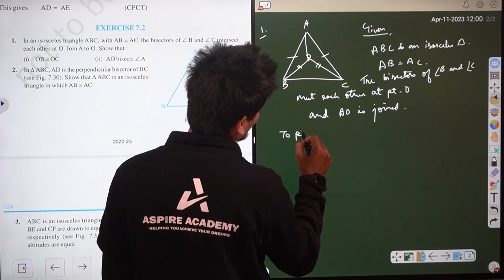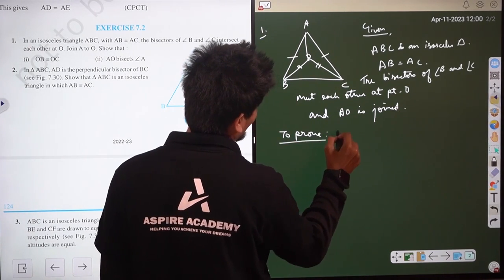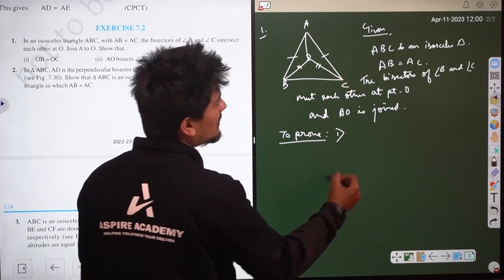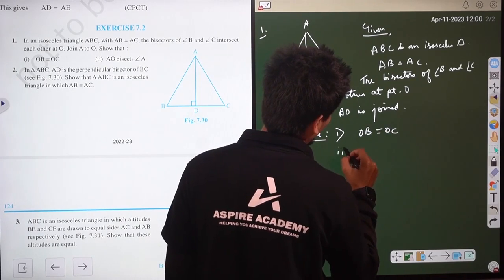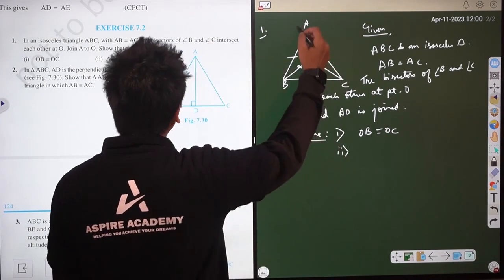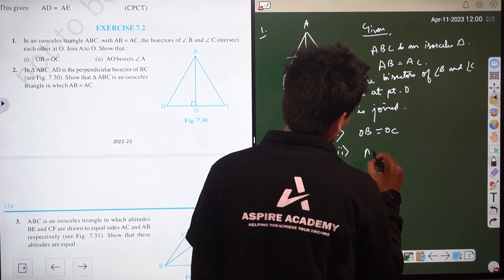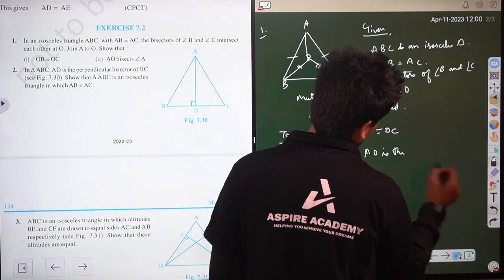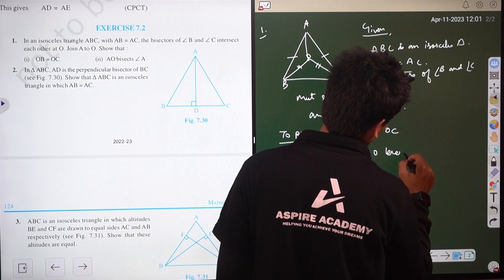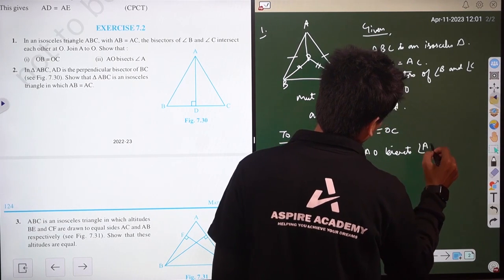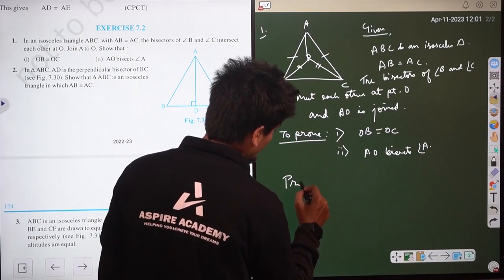So what we need to prove? To prove, first of all, number one, these two sides are equal, that is OB is equal to OC. And secondly, OA is the bisector of angle A, that is AO bisects angle A. Now the proof.